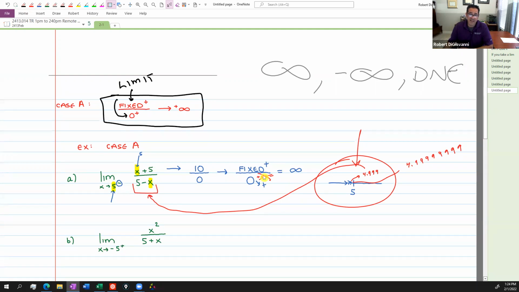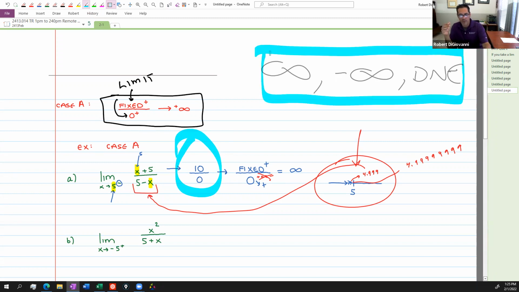Make sense? We have to do more, but you catch the gist of it? It's the direct substitution in the beginning, right? To figure out what's happening, recognizing that that's not 0 over 0, so no algebra or anything. Recognizing that it means it's in one of those 3 cases because we have fixed over 0. And then trying to figure out what's happening on top and bottom in terms of the signs, positive or negative.